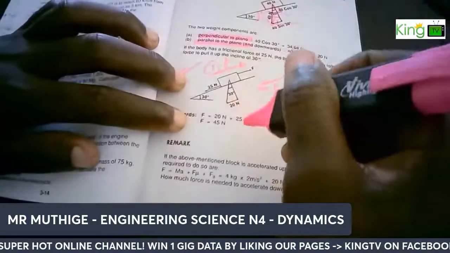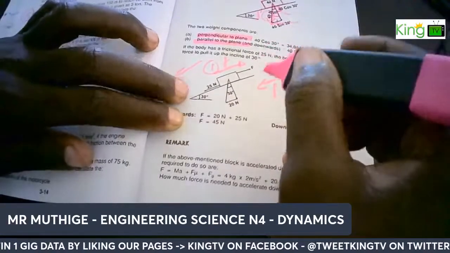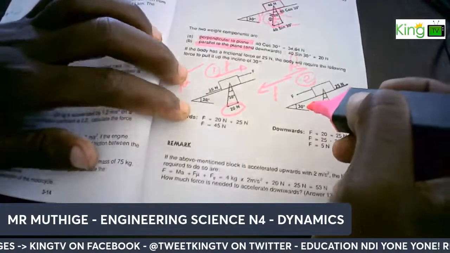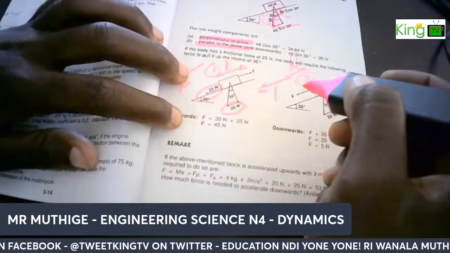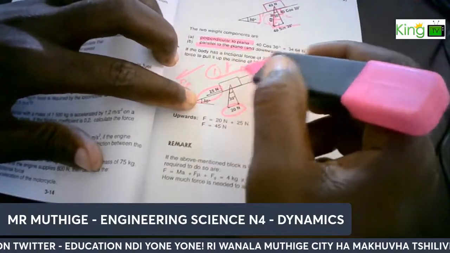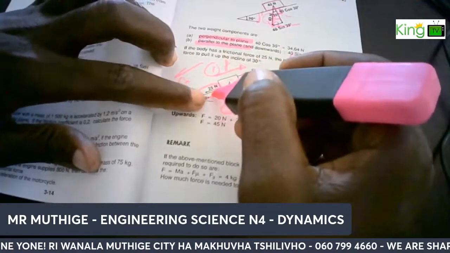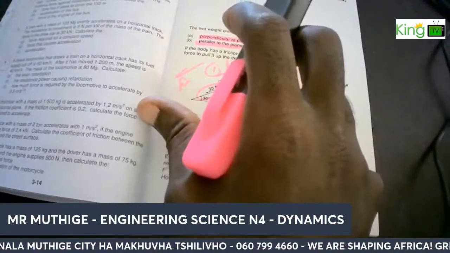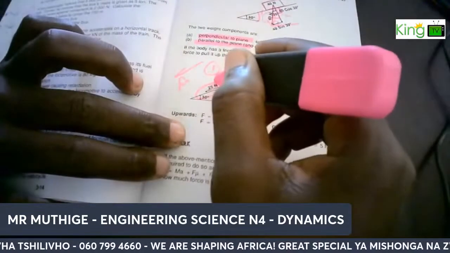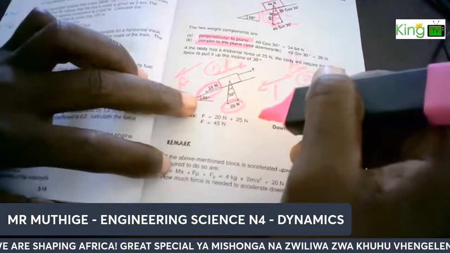For your upward force, they tell us that it's 20 newton plus 25 newtons. How do they get that 20 and 25? The 20 newton is coming from the parallel force and the 25 is coming from the frictional force. The force is the one that's taking it up, therefore the frictional force is less. It means that the one that's facing downwards is less. Hence, you have to add these two together because they're facing the same angle.